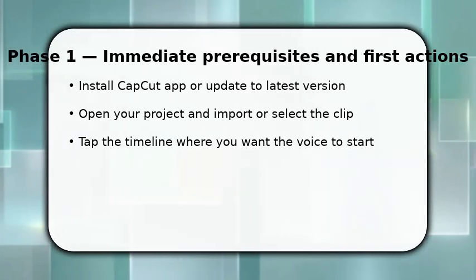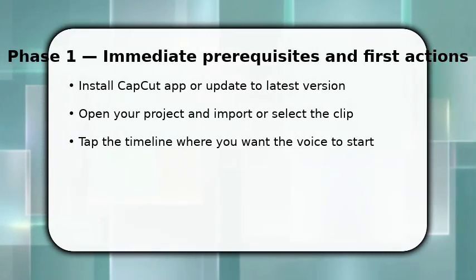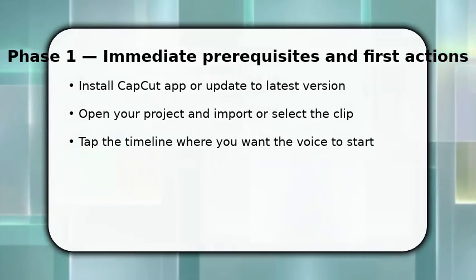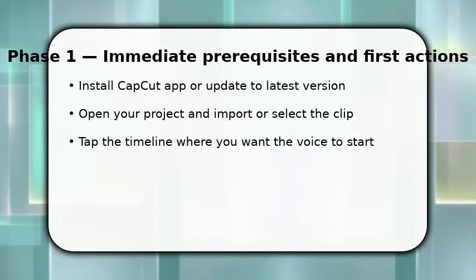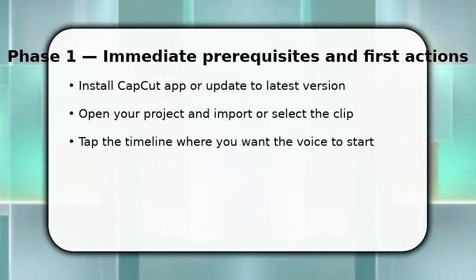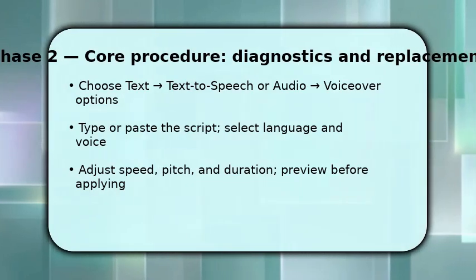CapCut uses these entry points. This gets you into the right context quickly, and it avoids wasted steps while ensuring the TTS options are available. Next, select text then text-to-speech, or go via audio and choose voiceover depending on your app version.